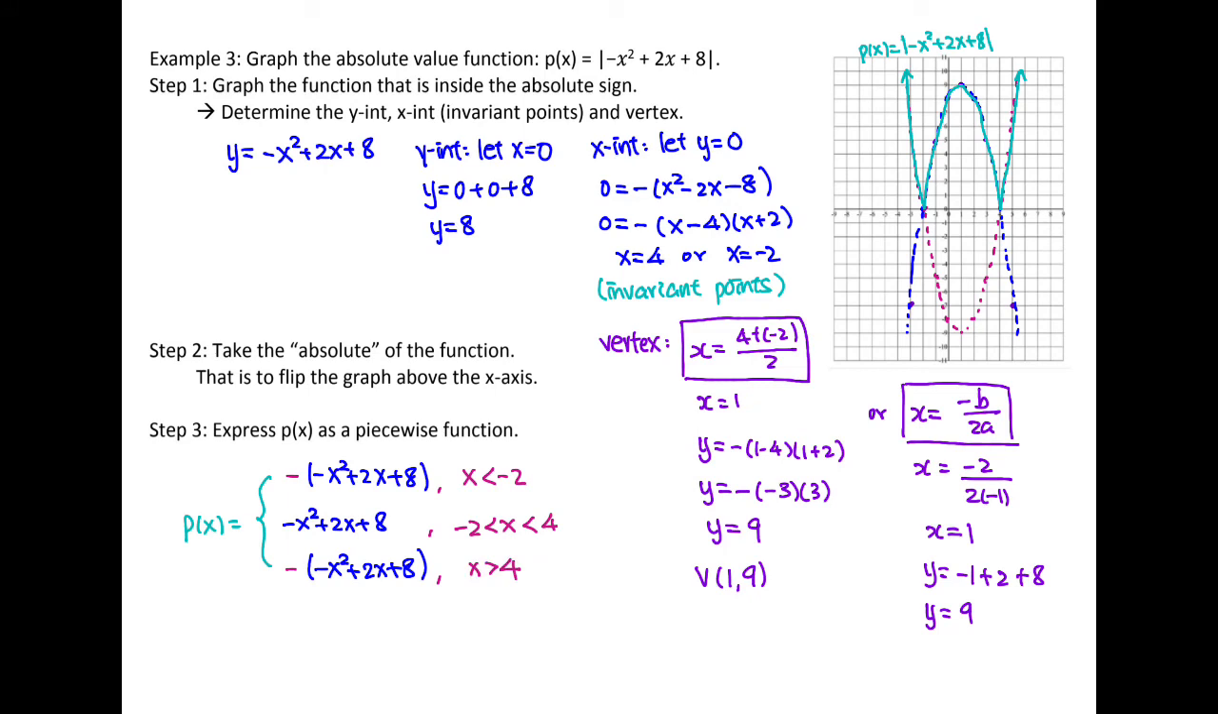Once again, we also need to include the invariant points, which are the x-intercepts, so let's put the equal sign in the middle piece. Finally, let's multiply the negative into the function to have a simplified piecewise function for p(x).